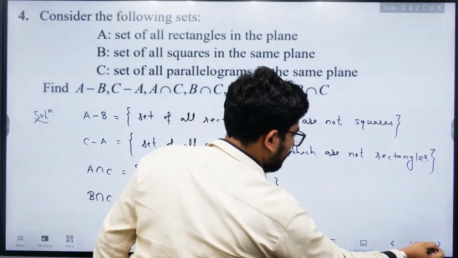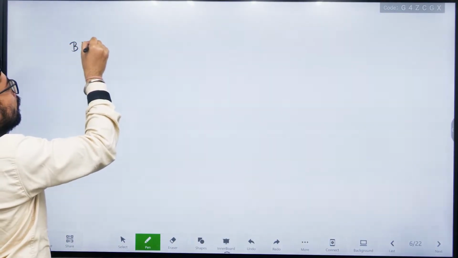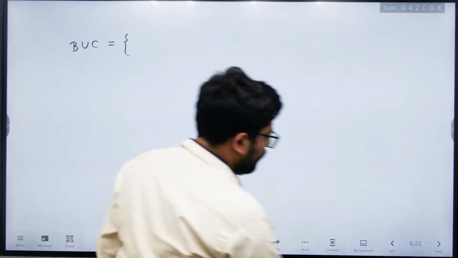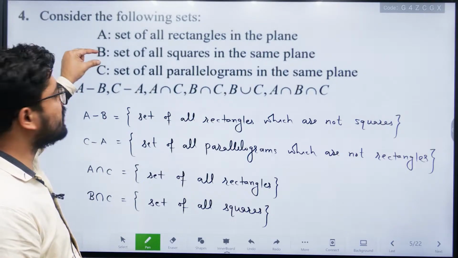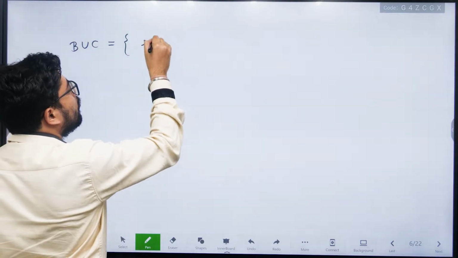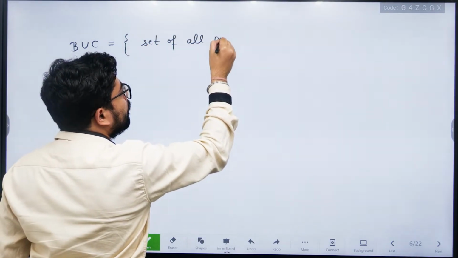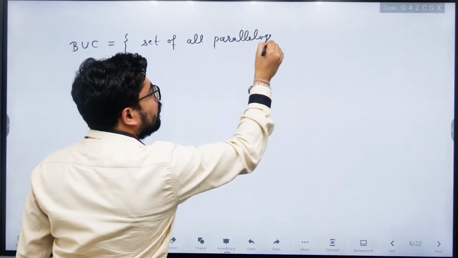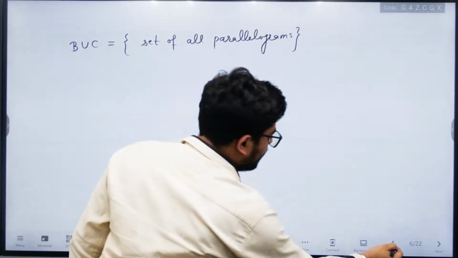B union C. B union C is what? B is a subset of C. So B union C is C, the set of all parallelograms. Okay. Next thing is what?